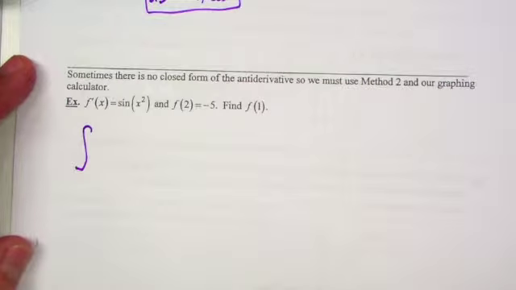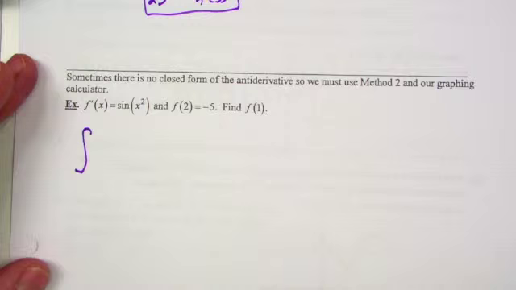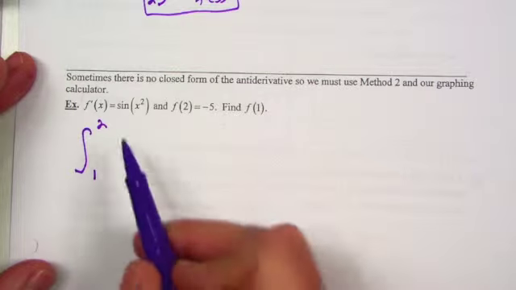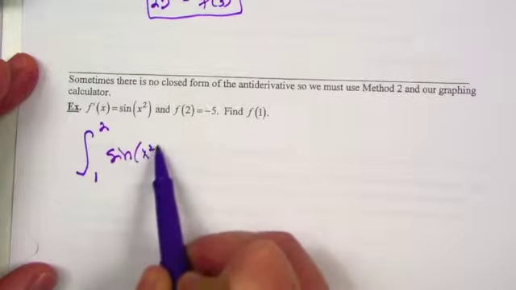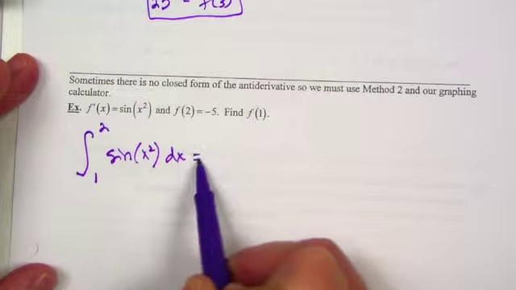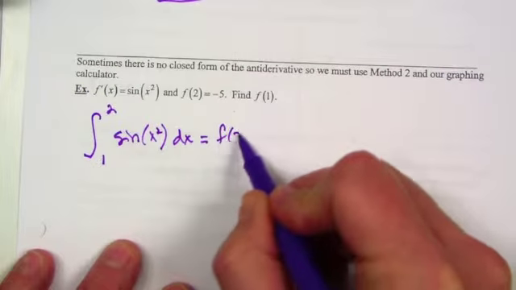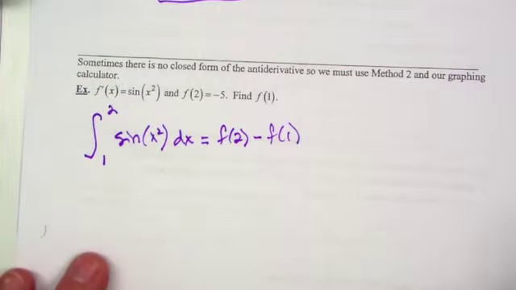Would you go from 2 to 1? No, you need to go from 1 to 2 of sine of x squared dx. And by definition, that's going to be equal to what? F of 2 minus f of 1.